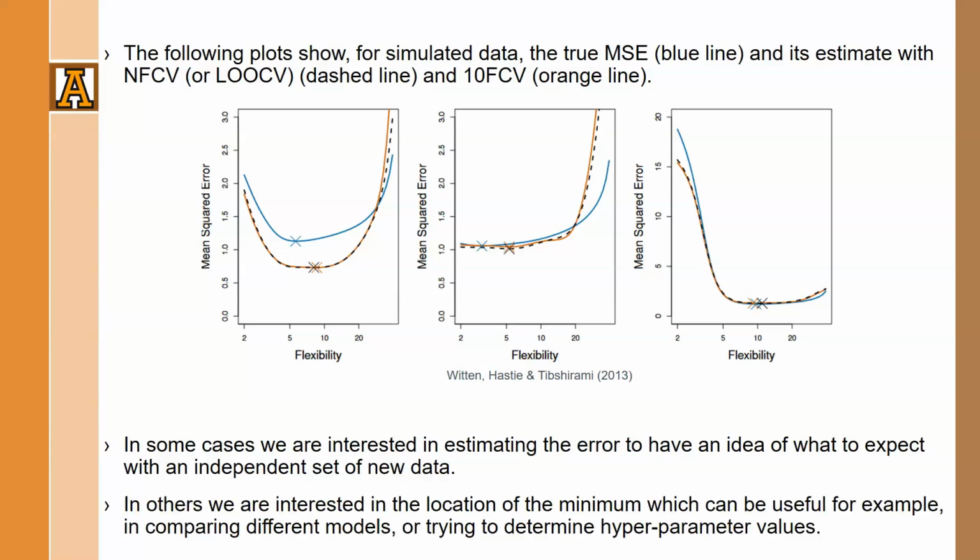And that's normally the case. We're more interested in the location of the minimum, right? And a secondary objective is to understand what I can expect when I use that model in production for prediction. What type of error can I expect?